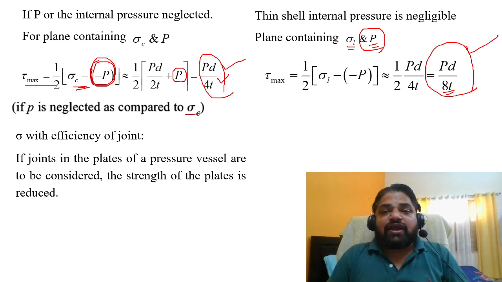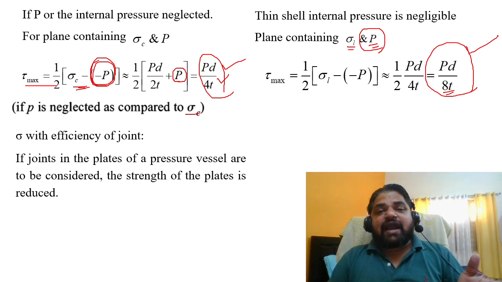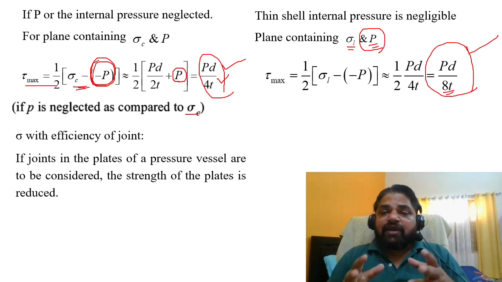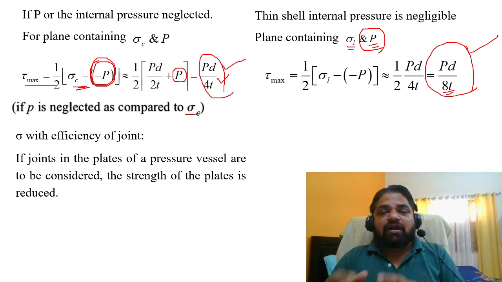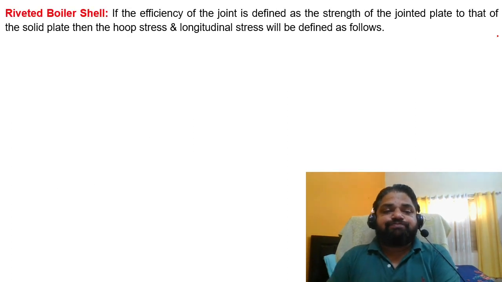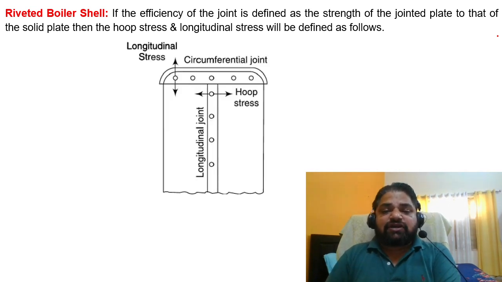So the joining may be a temporary kind or a permanent type. If the joining is a temporary kind, we need to remove some material, either in terms of rivet or in terms of bolts. If we are removing the material, then the total structural strength or integrity reduces. So how does it affect that? That's what has been discussed here. A riveted boiler shell has been shown. If the efficiency of the joint is defined, then if there is a joint, it reduces. How it is reducing, that's what has been shown.